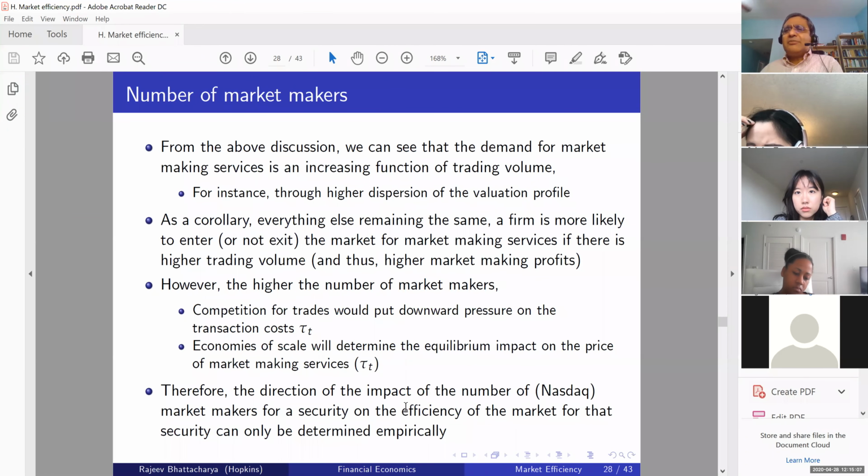So the number of market makers, again, this is for those of you who are interested in the industrial organization idea. What determines the demand for market making is higher trading volume. So if there is higher trading volume, there will be more incentive for market makers to enter the market. And so once again, if it is purely a function of trading volume, and as we just discussed, trading volume has got nothing to do with whether the market for a particular security is more efficient or less efficient, the number of market makers also is not a determinant of market efficiency.